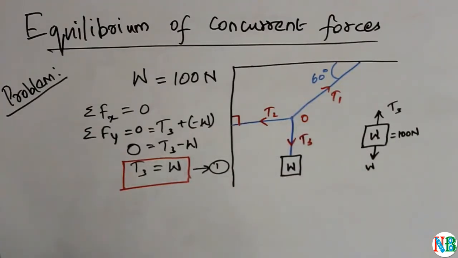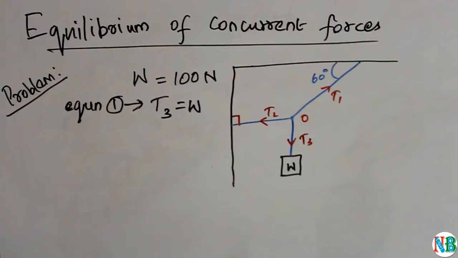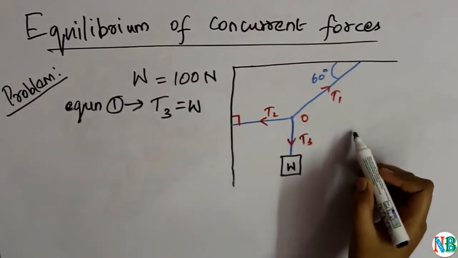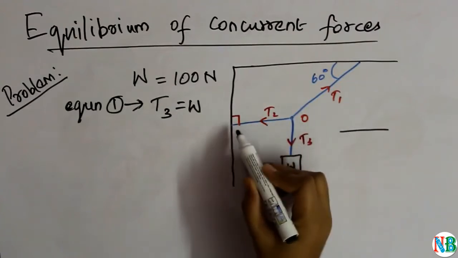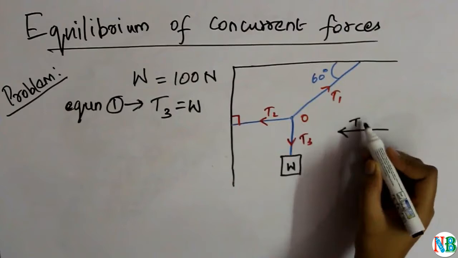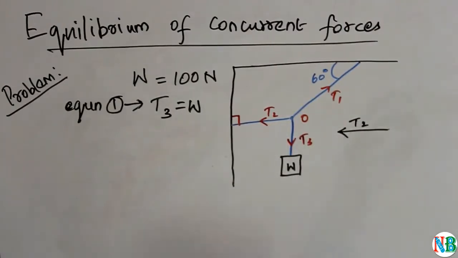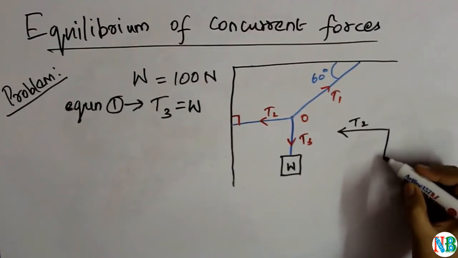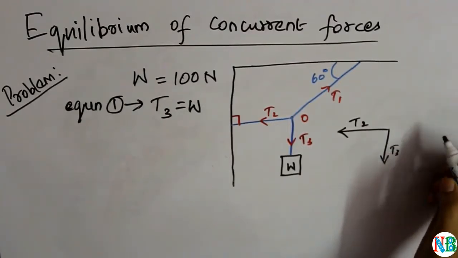And now we are going to find the tension of the other two ropes. Now we are going to draw the force diagram for the other two ropes. To find the tension, the force diagram is this. The T2 rope, which is fixed to the wall, is in this direction, and T3 is in the downwards direction, which is connected to the weight.